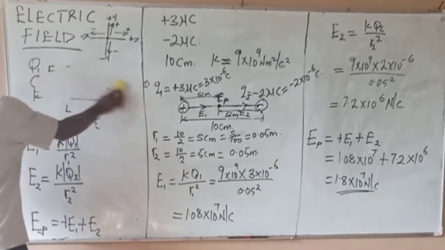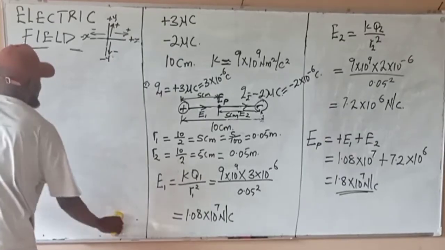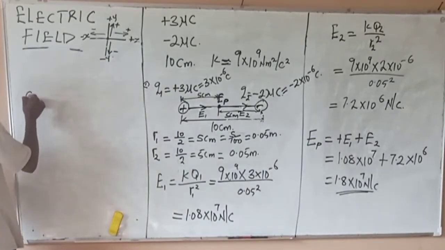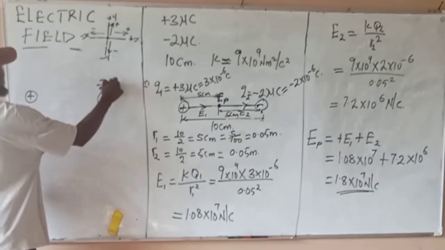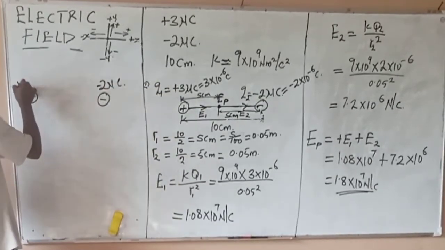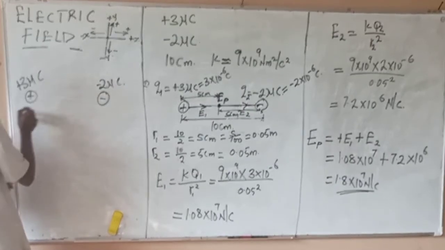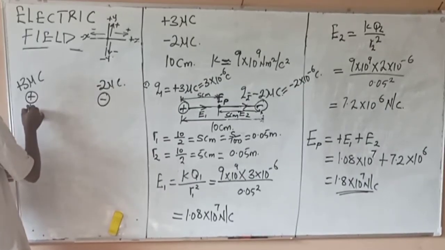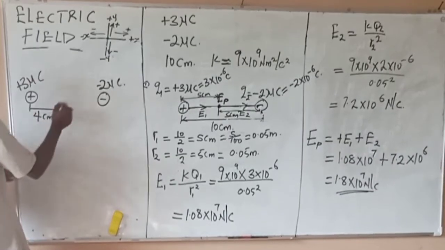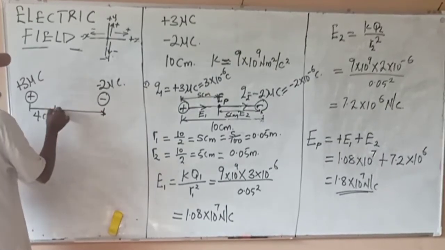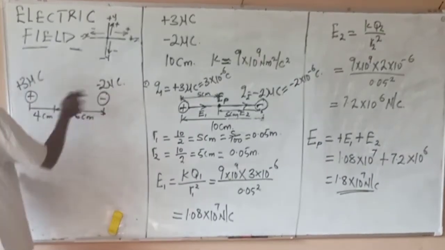Now, for question B, or the second part of this question, you are going to have something like this. You have plus, you have minus. That is minus 2 microcoulomb. You have plus 3 microcoulomb. Then I ask you, what is the field strength at a distance of 4 cm from the plus 3, and 6 cm from the minus 2? Because remember the total is 10 cm.